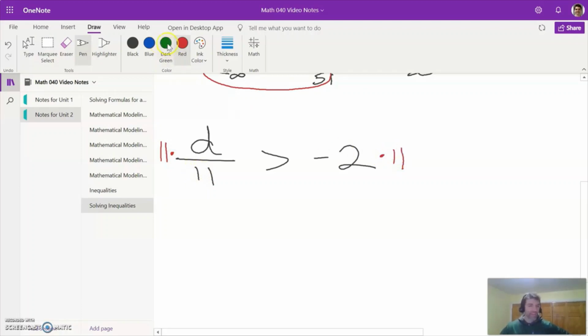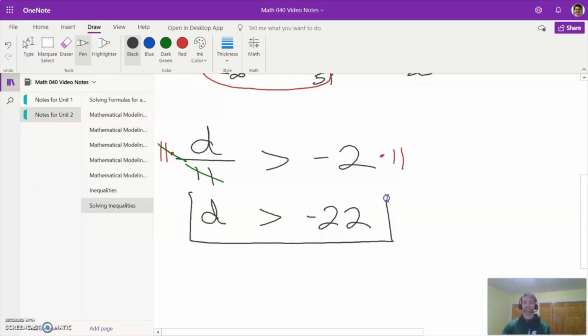Why did I do that? Well, I did it so the 11 would cancel that one, leaving only the variable. Greater than negative 2 times 11 is negative 22. And voila, that's it. It has been solved. D is greater than negative 22, which means in order for this original equation to be true, I can pick any number that's bigger than negative 22. Any number. Here's what it would look like graphically.